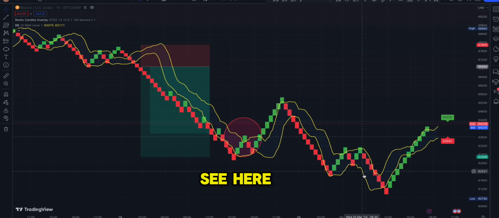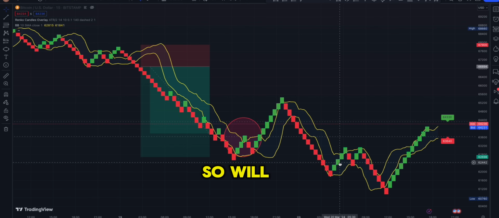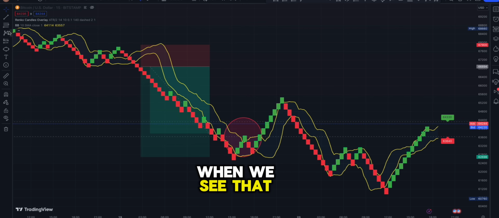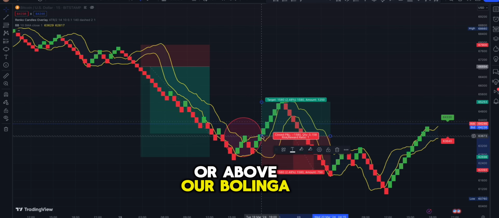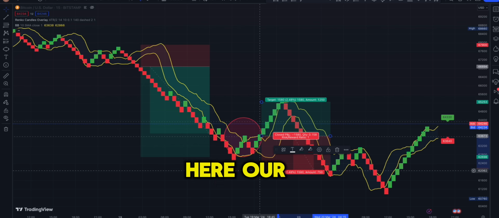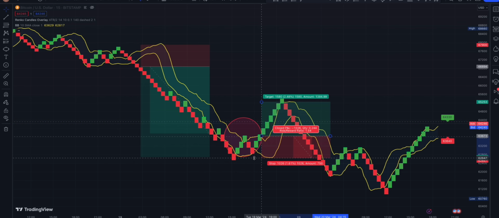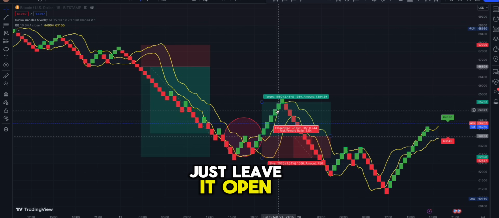Like you can see here, all the charts are inside the Bollinger Band, so we'll be ignoring such charts. We only take trades when we see that the market closes below or above our Bollinger Band. As you can see here, our stop loss will be right below here, the Bollinger Band, and our take profit, we said we can just leave it open.